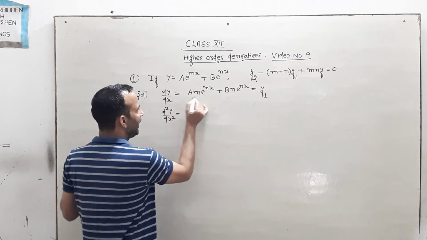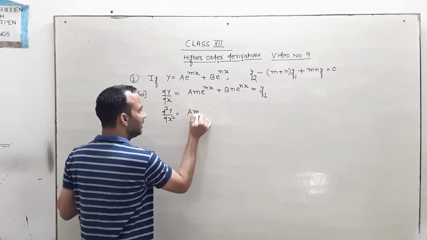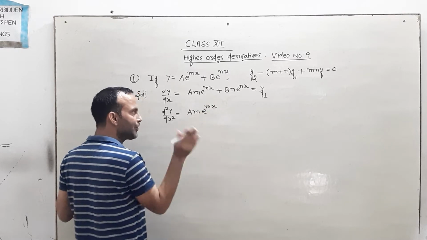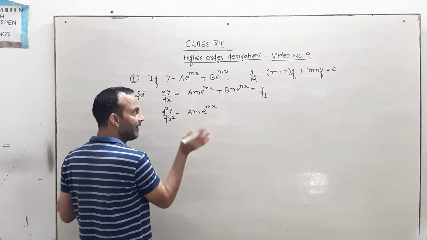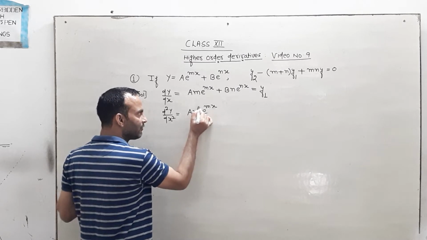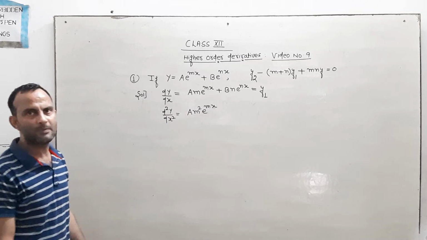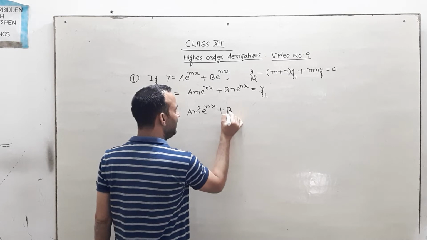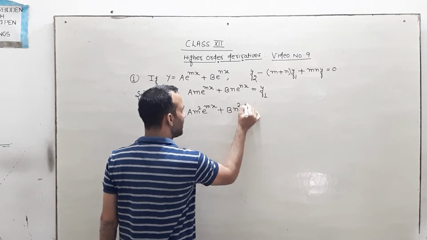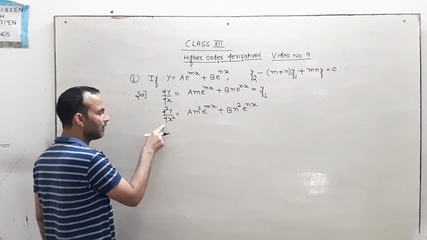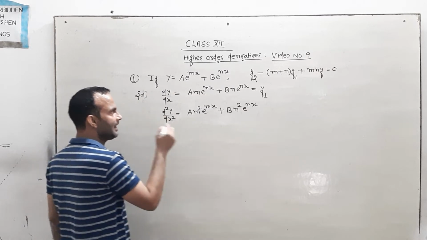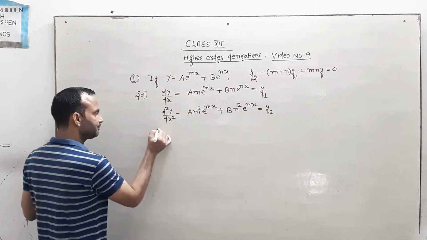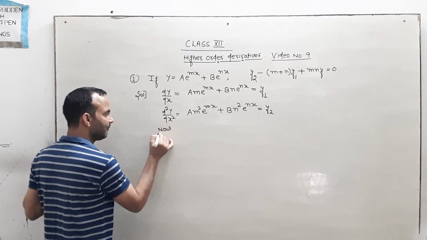See here, a m, the differential of e raised to the power mx is e raised to the power mx. Then by using chain rule, again differentiate mx, we obtain m. So this expression gets converted to a m square e raised to the power mx. Similarly, students, we can write here b n square e raised to the power nx. This is the second derivative, d square y over dx square, which is represented by y2. Now we have to prove what?